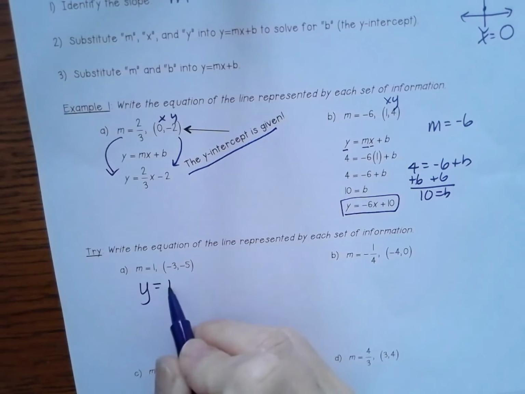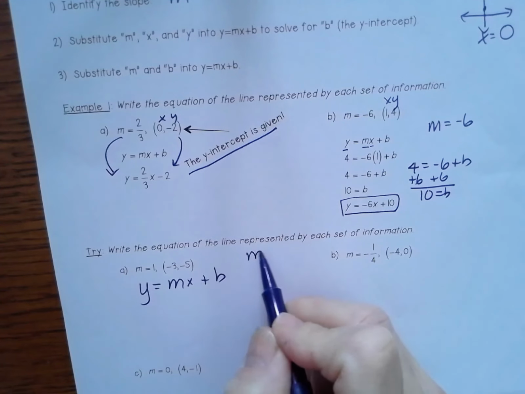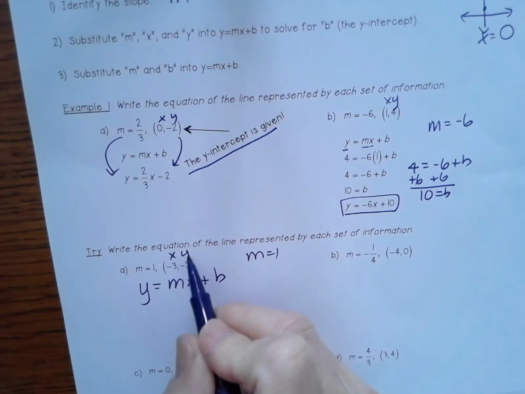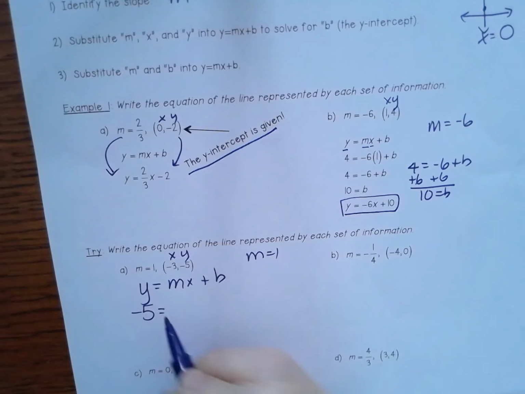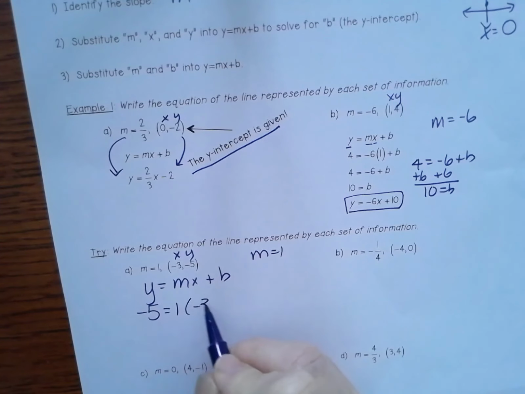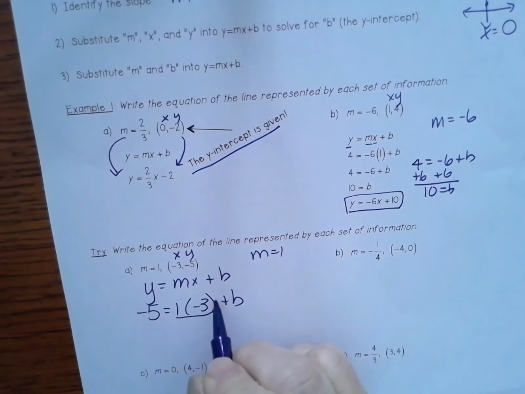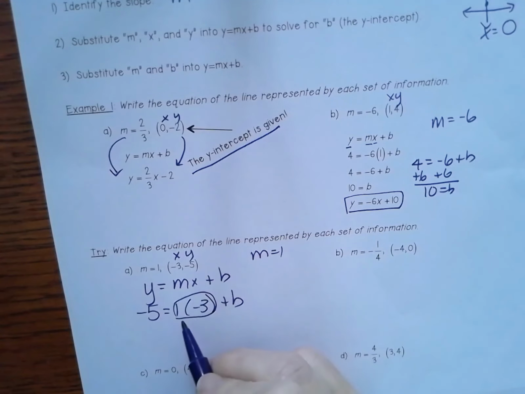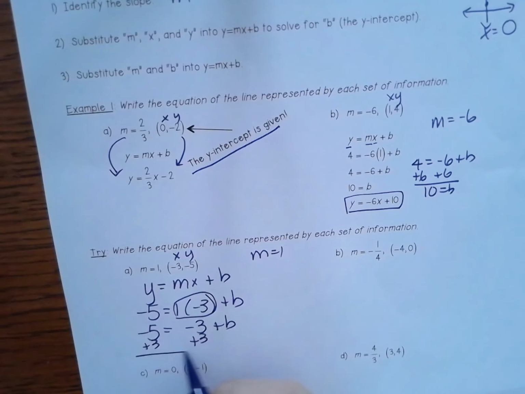So y equals mx plus b. M is 1. This is x. This is y. So I'm going to replace y with -5, m with 1, x with -3, plus b. I'm going to use order of operations to simplify that. 1 times -3 is -3. I'm going to add 3 to both sides. And now I know what b is.